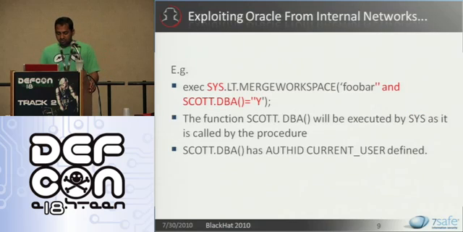For example, this was one such procedure which was available to public and was patched by Oracle, I think, a year ago. SYS.LT.MERGEWORKSPACE was one such procedure. You inject into it the string semicolon and scott.dba equals y. Essentially, the function scott.dba, which you created, then executes with the privileges of sys. Hence, the user Scott ends up with DBA privileges. It is important to know that scott.dba must have AUTHID CURRENT_USER defined. If you don't define this in your function, then scott.dba will be executed as Scott, which you probably don't want.